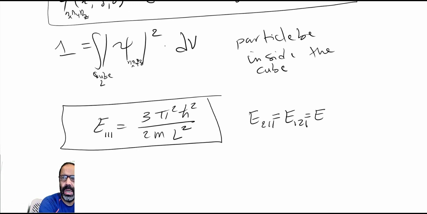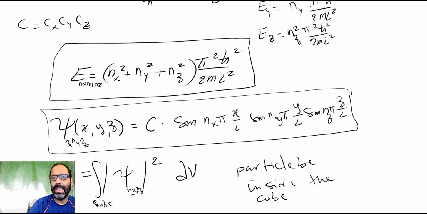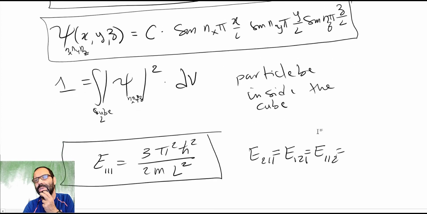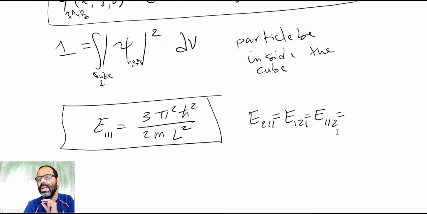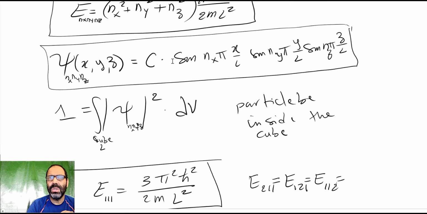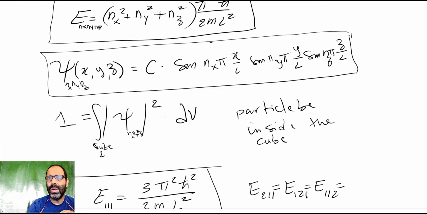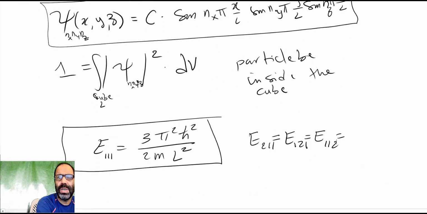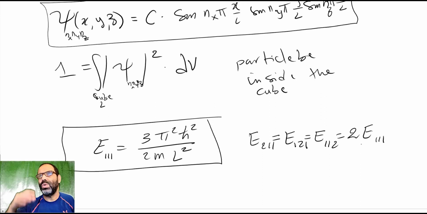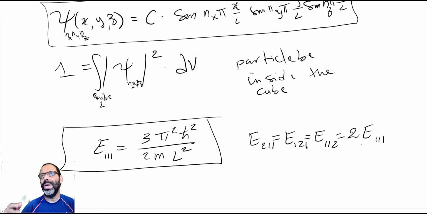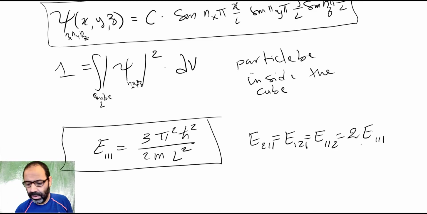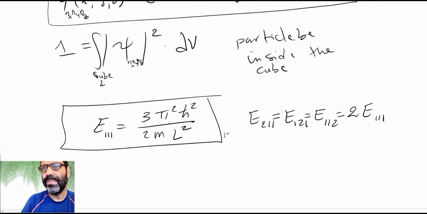And the third one, which is E112, is actually a different wave function altogether: sine of pi x over L times sine of pi y over L times sine of 2 pi z over L. So there are 3 different wave functions described by the same energy level, which is 6 times pi squared over, which is just twice this number, 2 times E11. So this is twice the ground state, twice the lowest energy level. Okay, good. So let's find the next energy level.